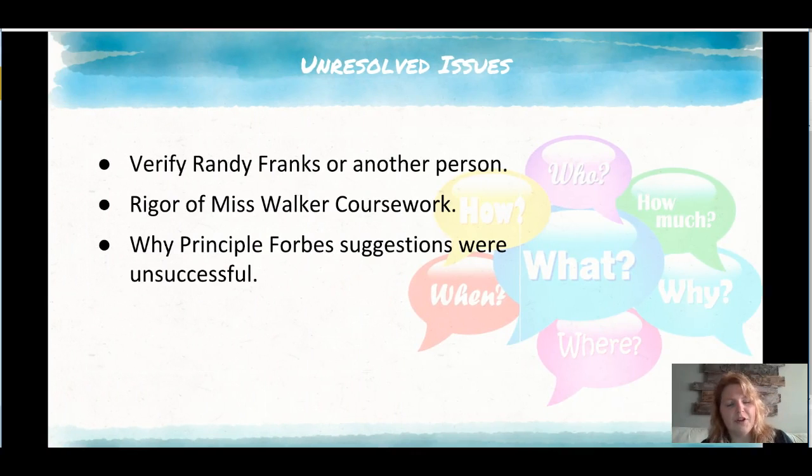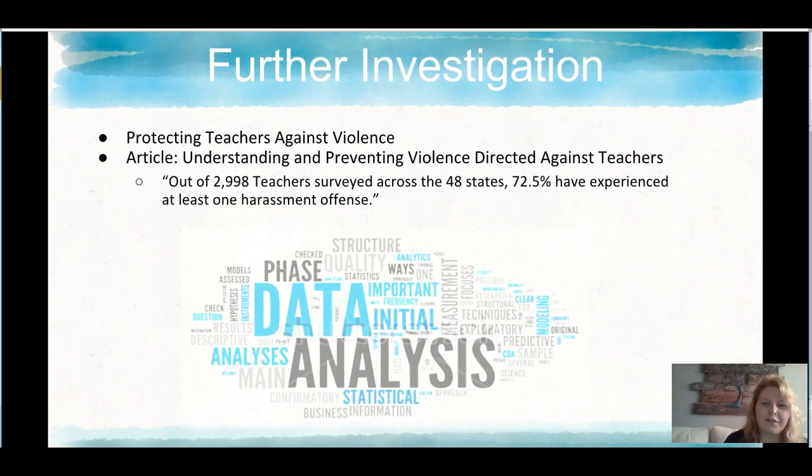Our next one here is our unresolved issues. This case study is fairly open-ended. We could not verify that Randy Franks sent the email. There's a lot of other potential students who could have. We do not know the rigor of Ms. Walker's coursework, which would also help in assessing and resolving some of the issues to see how we can assess her instructional level and maybe send her to professional development or choose a correct mentorship for her. And lastly, our further investigation.